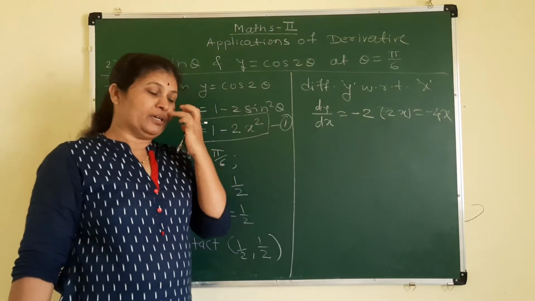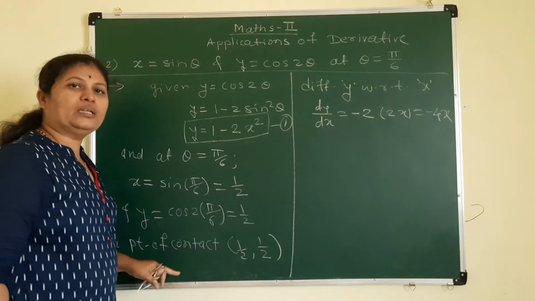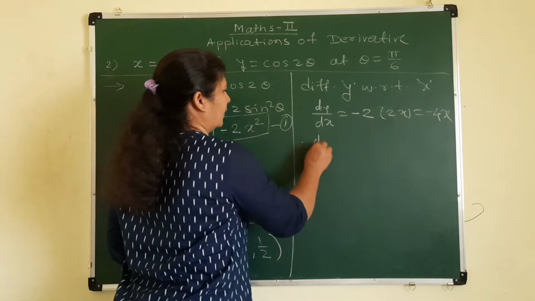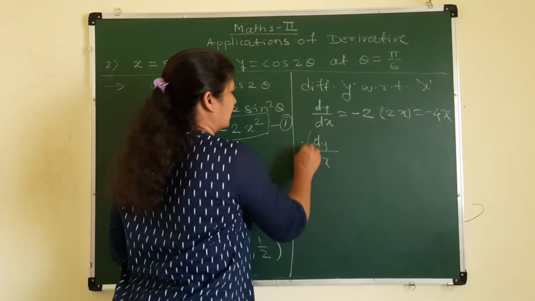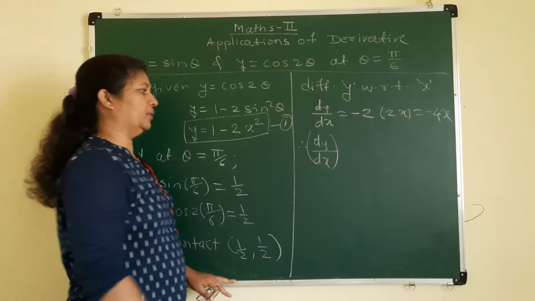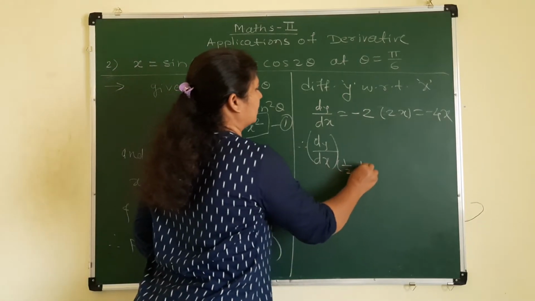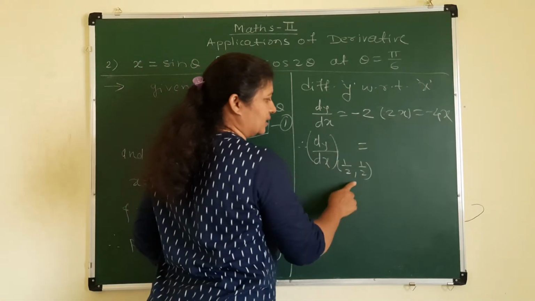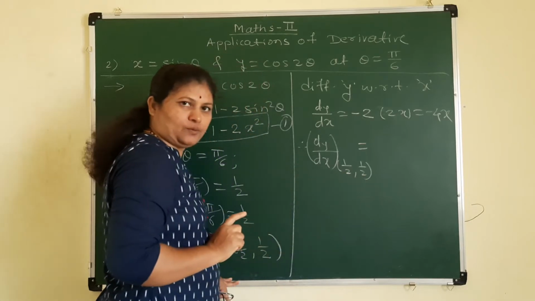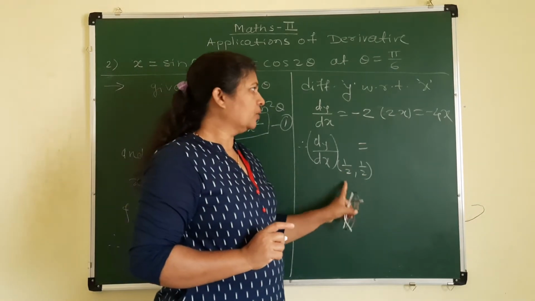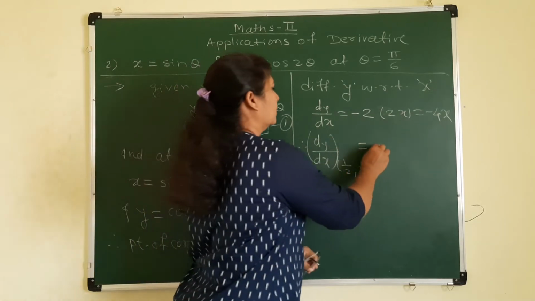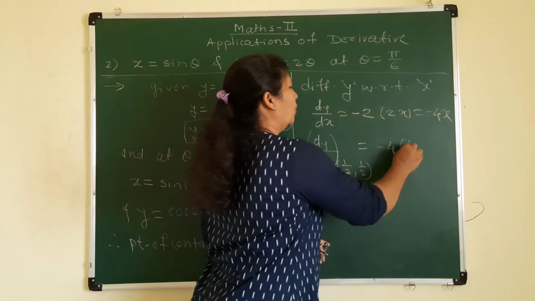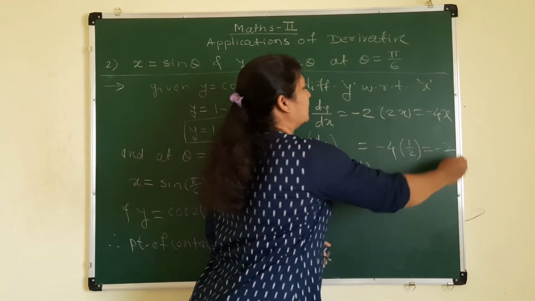The first step: this derivative at the point of contact will give me the slope of the tangent. So dy by dx at this point (1 by 2, 1 by 2) is nothing but the slope of our tangent. Here x is equal to 1 by 2 and y is equal to 1 by 2. x and y are given. So what is dy by dx? It is minus 4 times x. What is x? x is equal to 1 by 2, and hence this value is minus 2.